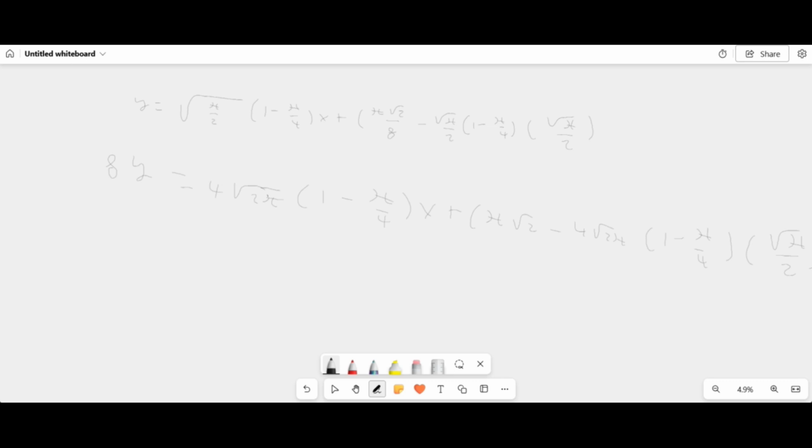X plus pi root 2 over 8 times 8 is going to just be pi root 2. This times that is going to be the same thing, so it's going to be minus 4 root 2 pi, open bracket 1 minus pi over 4, bracket, root pi over 2. Since they're timesed together and I'm timesing them by 8, you only need to adjust the first one. That's going to account for the timesing by 8. Alright, safe. So we got this situation now.